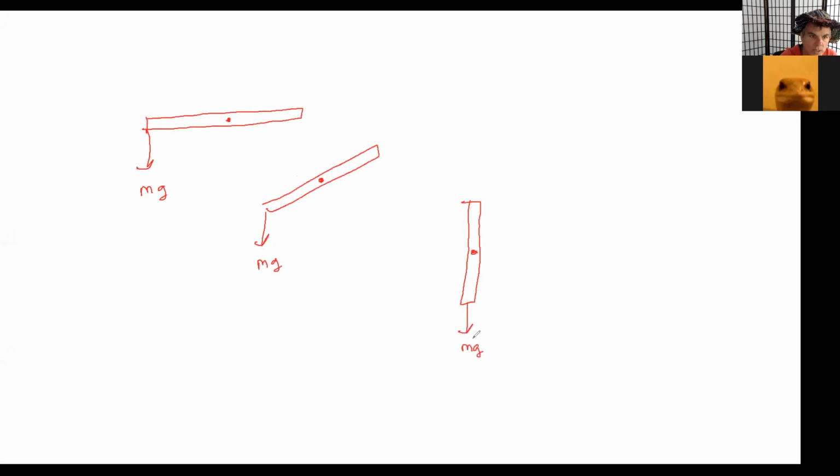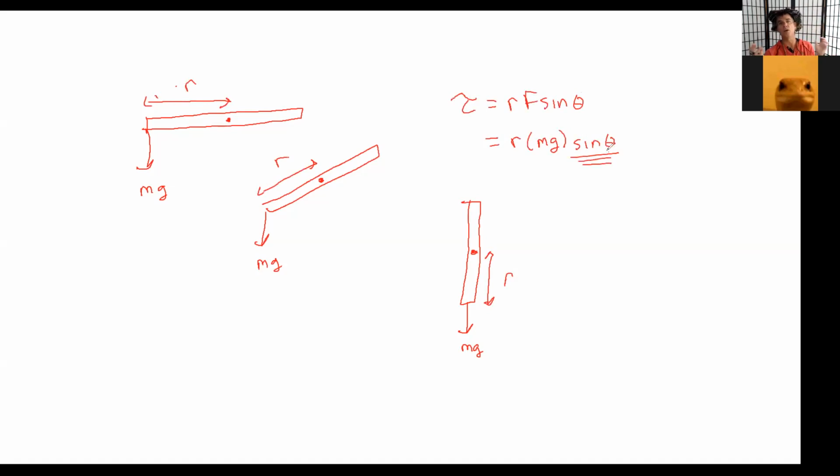Well, the torque, so one, in all cases, the distance from the axis of rotation is r in each case. That's not changing. And the magnitude of the force is just going to be whatever the weight of the hanging object is. So when I go to calculate the torque in each case, rF sine theta, it's going to basically be r times mg times the sine of the angle. So for this particular setup, the only thing that's changing is the angle.